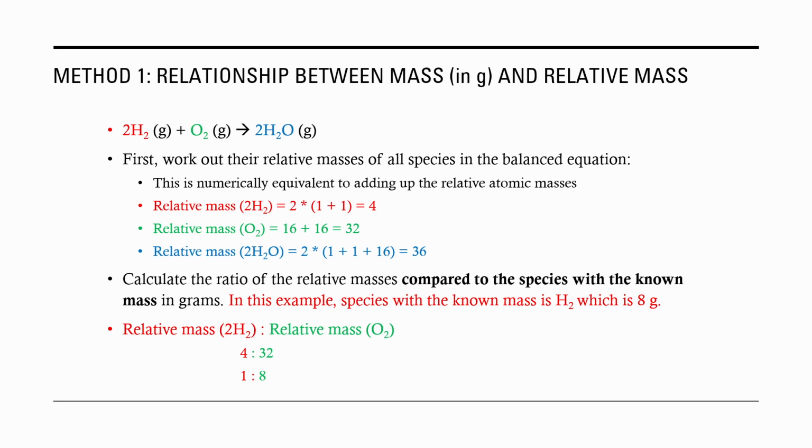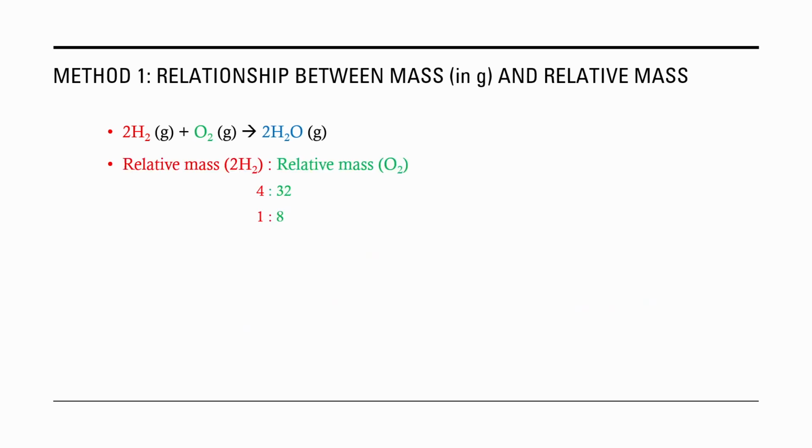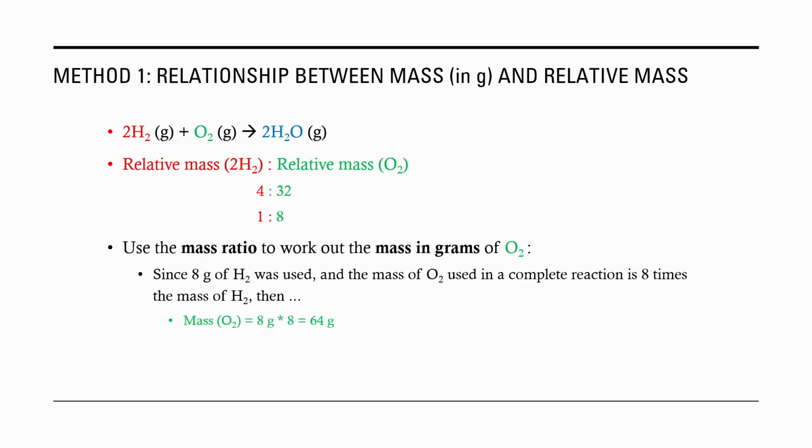In other words, we can see that in this reaction, assuming that the reaction is complete, the mass of oxygen that was used is 8 times that of hydrogen. And now that we know how much mass of oxygen was used in this reaction relative to hydrogen, we can finally work out how much mass of oxygen is used in grams. We know that the mass of oxygen used is 8 times greater than the mass of hydrogen used. The mass of hydrogen used is given in the question, that's 8 grams.